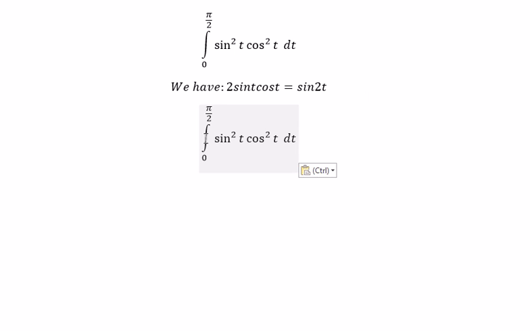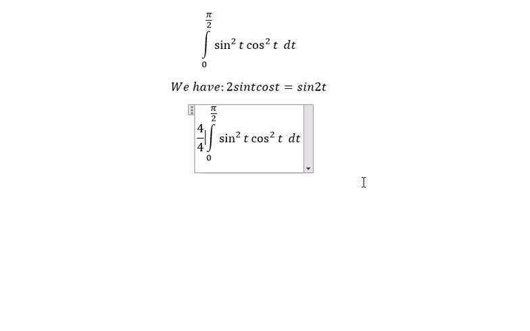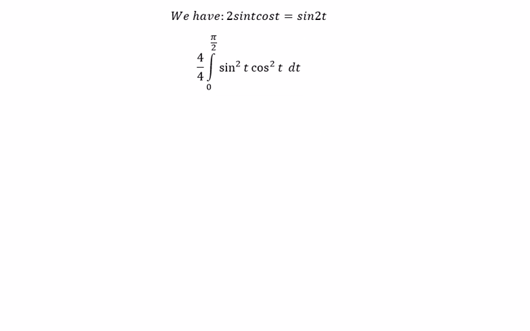Next, we have 2 sin t cosine t equal to sin 2t. So we will apply this one in here. We put 4 over 4. Next, we got 1 over 4 multiplied with the integral from 0 to pi over 2. And we put number 4 inside the square, so you got 2 sin t cosine t to the power of 2 dt. This one we change to sin 2t.